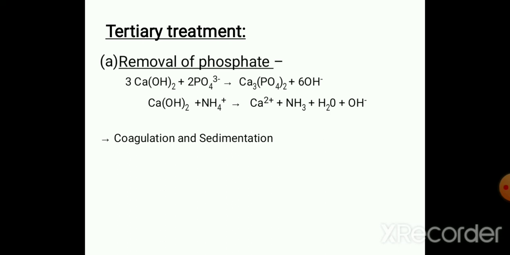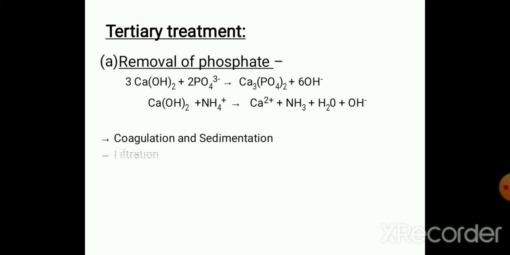So the highly charged ions of the coagulant also neutralize the charges on colloidal particles and make them coagulate and settle down. Like this, we can remove the impurities which are present in this sewage.